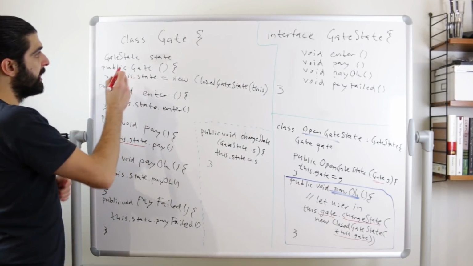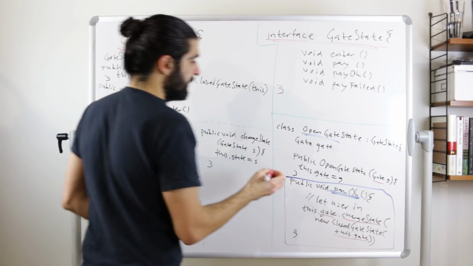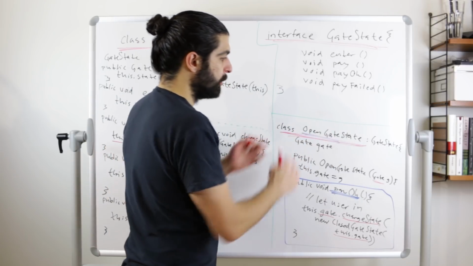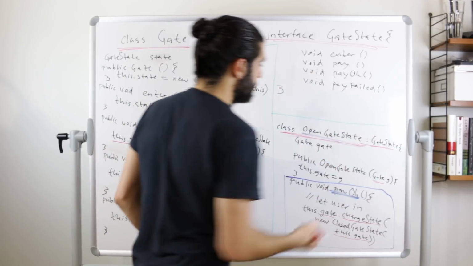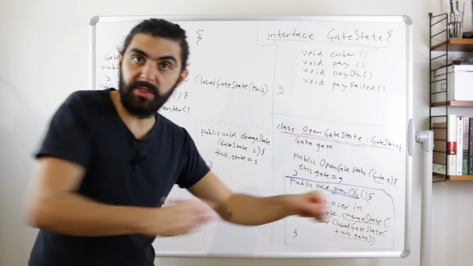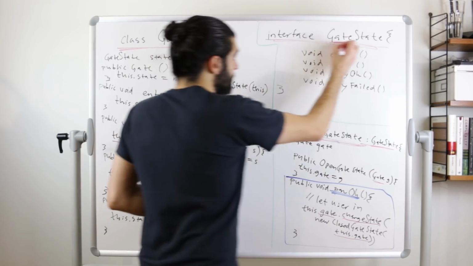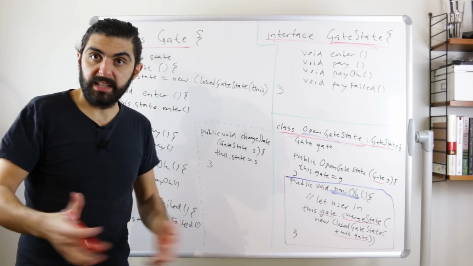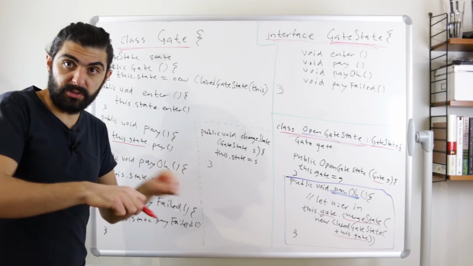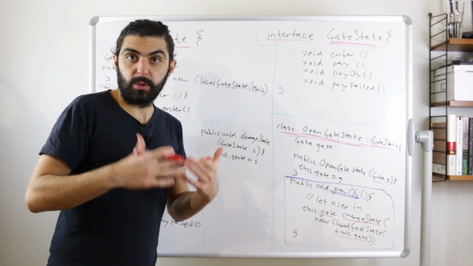So we've got three things on the board. We've got the class gate, we've got the interface gate state, and we've got a concrete class called open gate state, which implements the interface gate state. So gate is the turnstile. It's the thing that we want to move through. It's the thing that can have states. And gate state is the definition of what it means to be a state that gates will have, that turnstiles will have. And then open gate state is one example concretion.